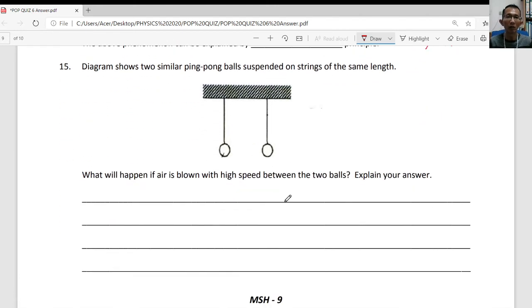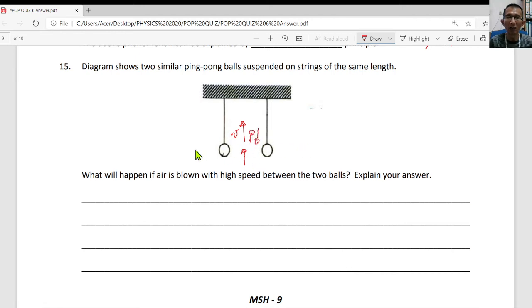Now, the diagram shows two similar ping pong balls suspended on strings of the same length. What will happen if air is blown with high speed between the two balls, and explain why. So I have air blown in between here, so my velocity would be high. So what does Bernoulli say about this? If the velocity is high, then the pressure must be low.